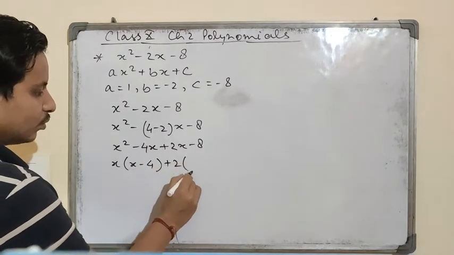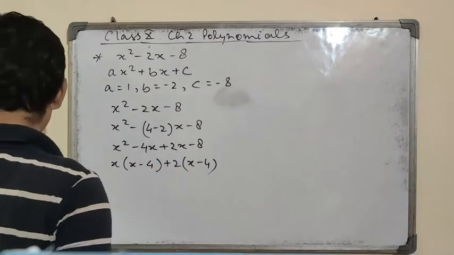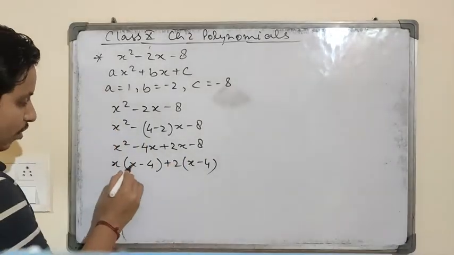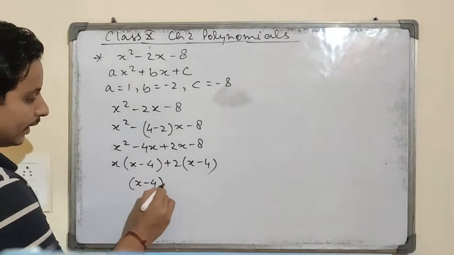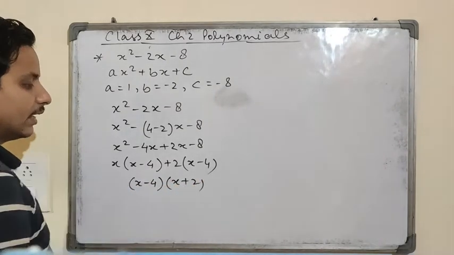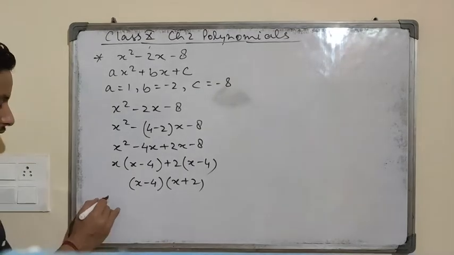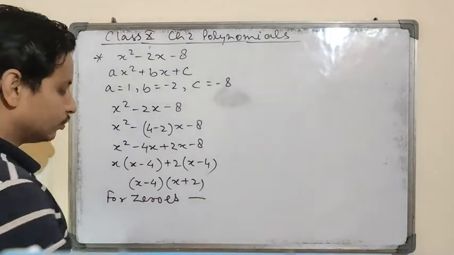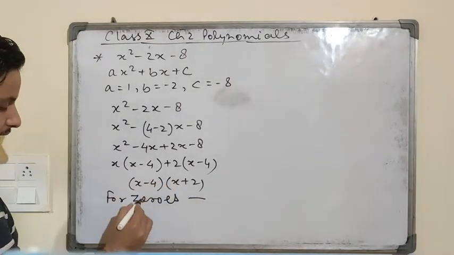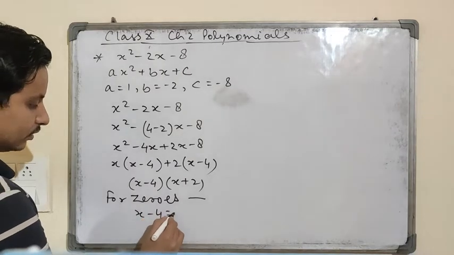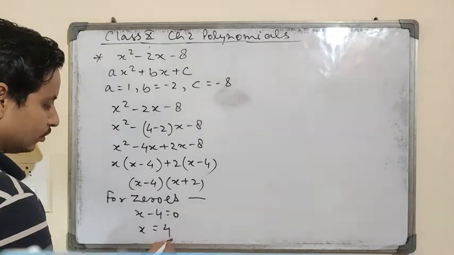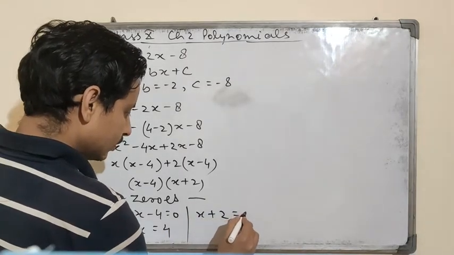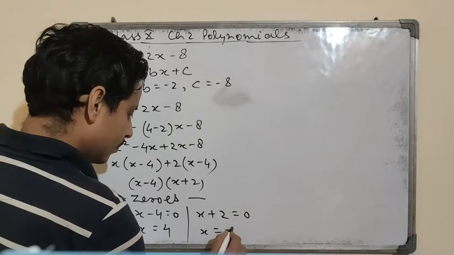From here we take 2 common, and in the bracket we have x minus 4. Now x minus 4 is common and we have x plus 2 in another bracket. Now we have to find the zeros. For zeros find करने के लिए हम क्या करेंगे? x minus 4 should be equal to 0, then x equal to 4, and x plus 2 equal to 0, then x equal to minus 2.